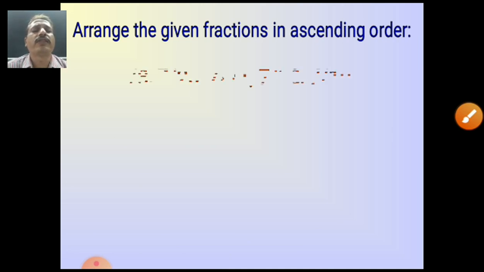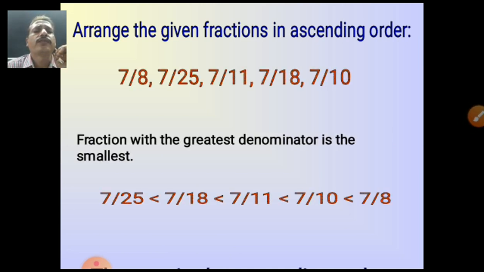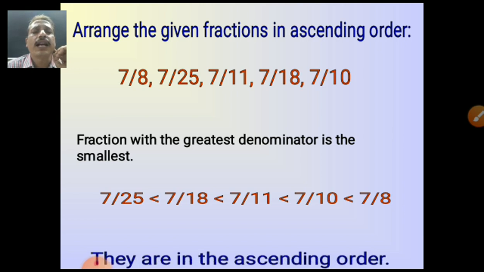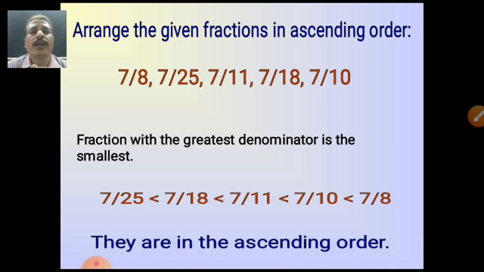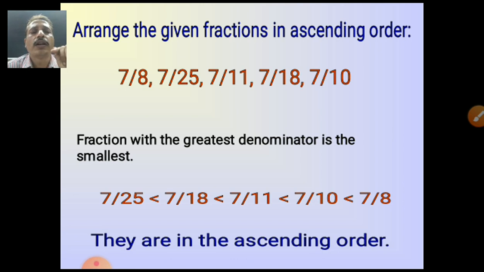Arrange the given fractions in ascending order. Check here, students. Yes, you are right. All numerators are equal. So the bigger the denominator, the smaller the number. Out of these, 25 is the biggest denominator, so we can write 7 upon 25 first. Now of the remaining, 18 is the biggest, so 7 upon 18. Then after that, 11 is there, so 7 upon 11. Then after that 10, 7 upon 10. At last, 7 upon 8.